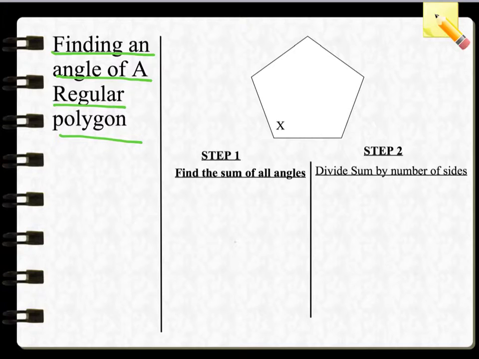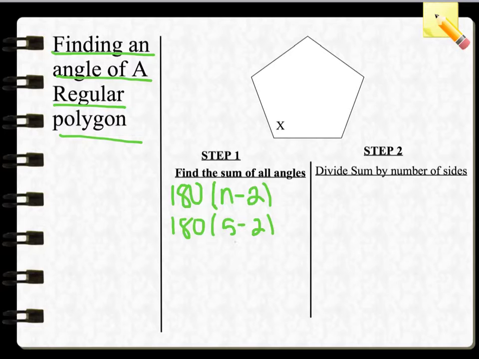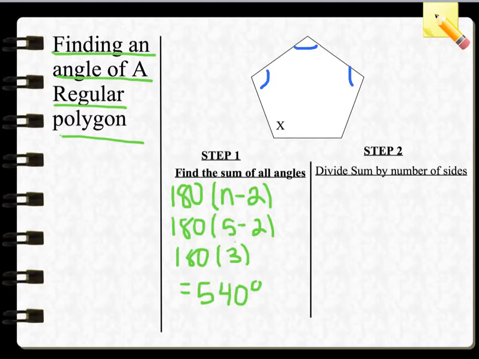And I'd like you to either write this down in your notebook as I do it, or you can pause the video at the end and copy it down. So step number 1 says to find the sum of all the angles. And we're going to use the formula 180 n minus 2. And this is a 5-sided polygon. So I'm going to plug in 5 for n. 5 minus 2, 180 times 3, which is equal to 540 degrees. That's the total degrees of all of these angles combined.